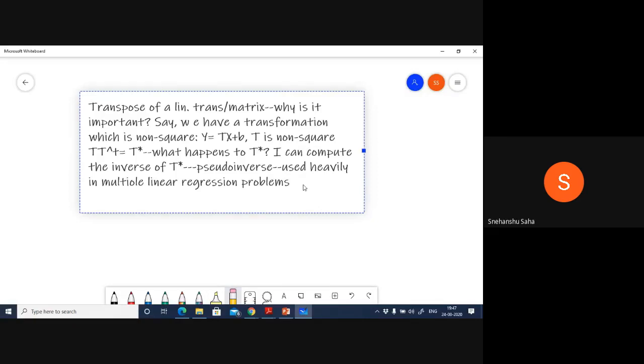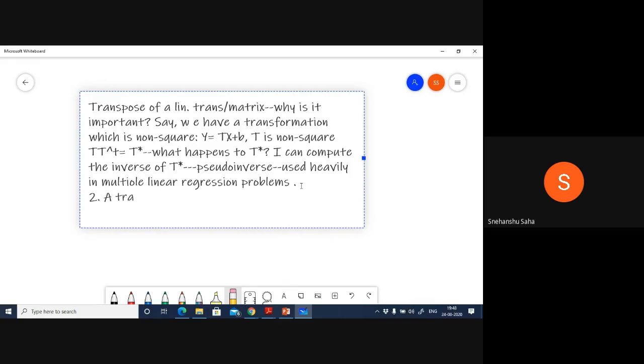And using the pseudo inverse, you should still be able to find out this x, because that is what you need to know. You don't know these x's, you need to find out these x's. So that is where the usefulness of a transpose comes in. Otherwise, why would I take the transpose of a matrix? Usually, if I am given a square matrix, so that's one utility of a transpose. What is the second utility of a transpose?